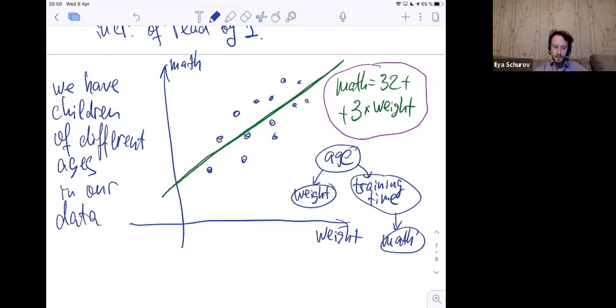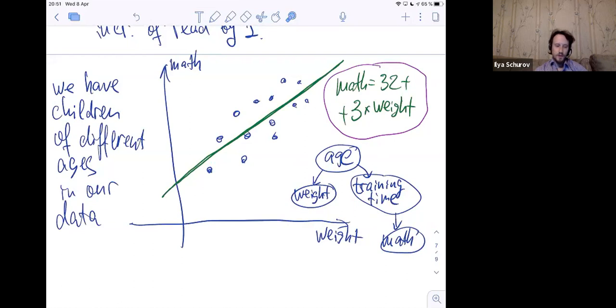So in this case, how can we increase our score from this picture? It is possible that we have this kind of relation that is drawn on this picture, because we have a common reason that increases weight, and through an intermediate variable, increases mathematics. But we understand that the only way from this diagram to increase our result in mathematics is to increase our training time, because this is the only direct causal variable that we have.